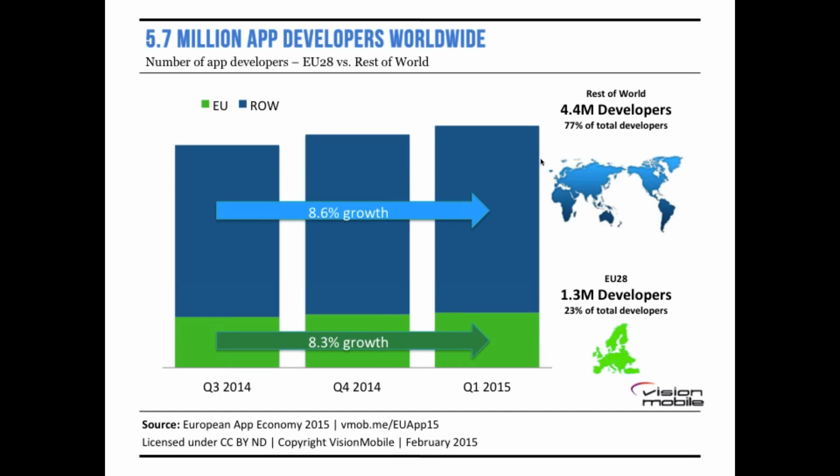Looking at different cuts of the global app economy, we compare here the number of app developers. We estimate the number of app developers at 5.7 million, and that is everyone from hobbyists to enterprise IT. Most of the growth is coming from outside Europe, primarily Asia. And we released a report, I think a couple of months ago, which talks about the sizing of app developers by region, by platform, by revenue model, and much, much more.